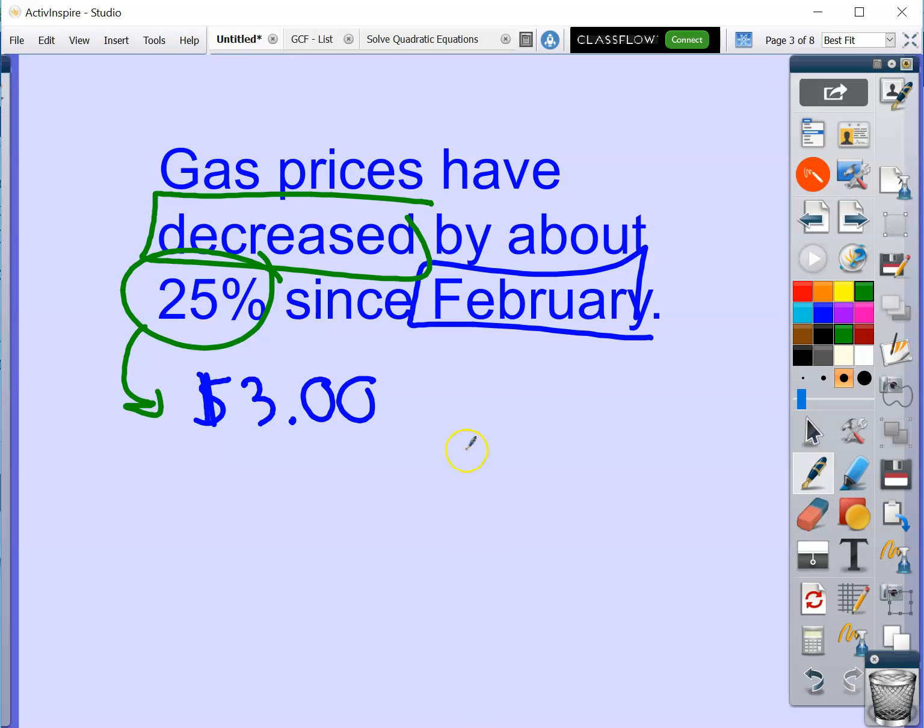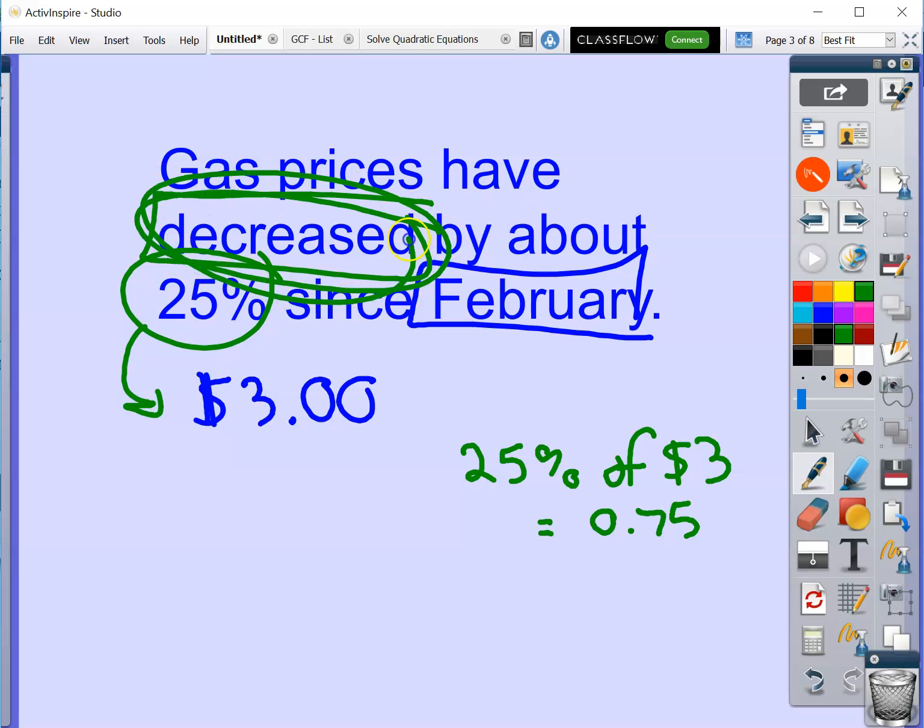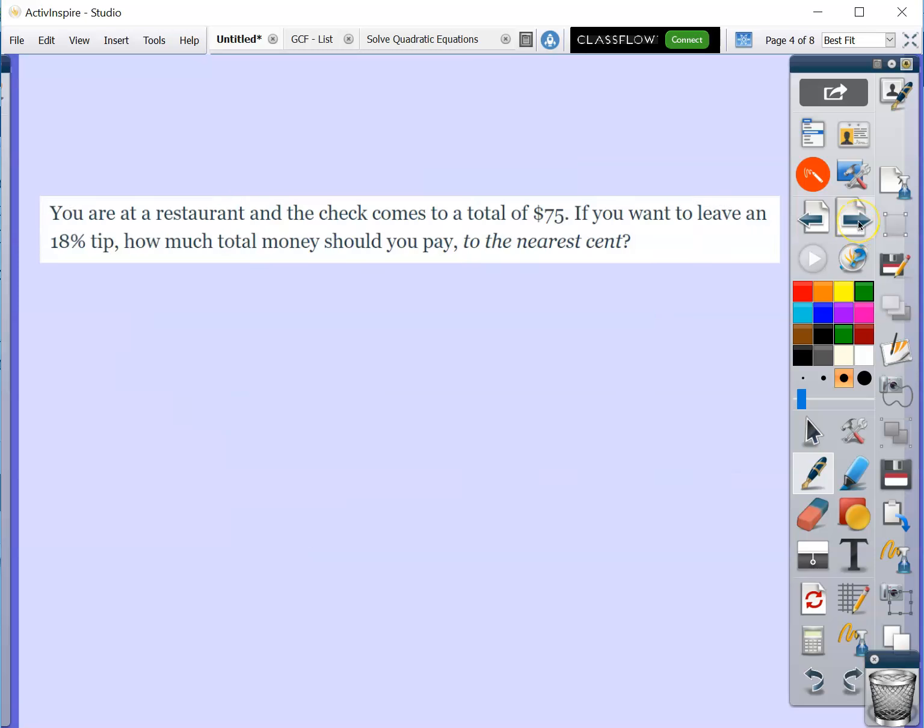Let me write that. 25% of $3 equals 75 cents. Okay, so be careful. The new price isn't 75 cents. It decreased by 75 cents. So now it's $2.25. Okay, so I'm going to look at a couple different problems, and I took these problems from Delta Math. So let's look at some of these.